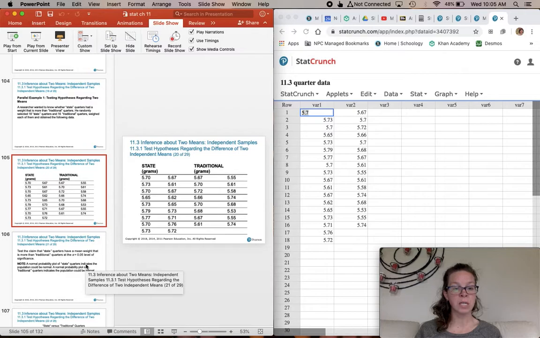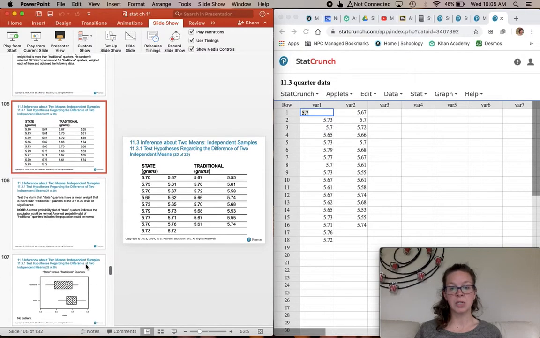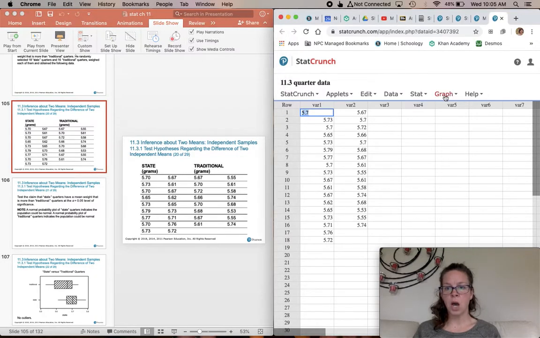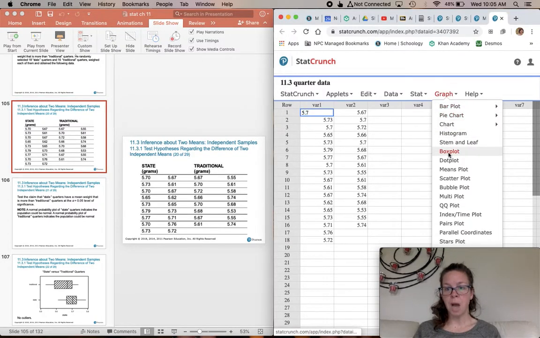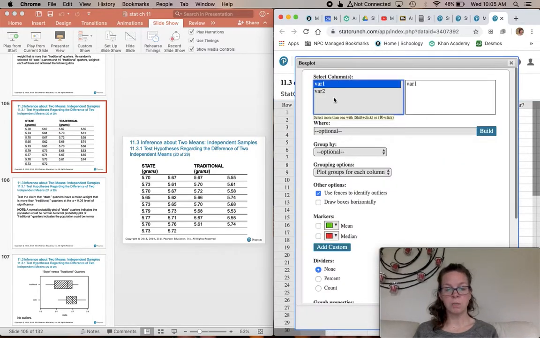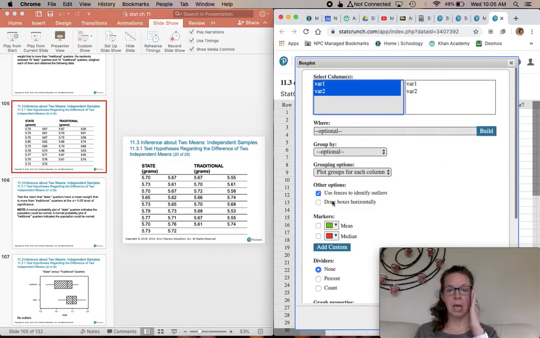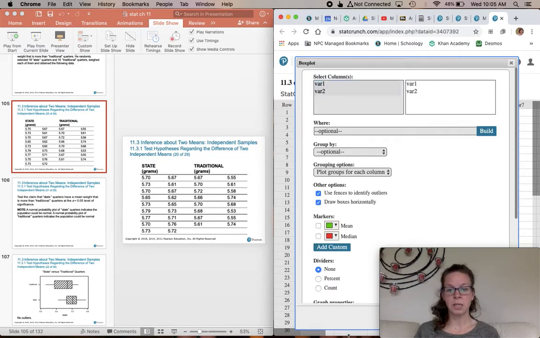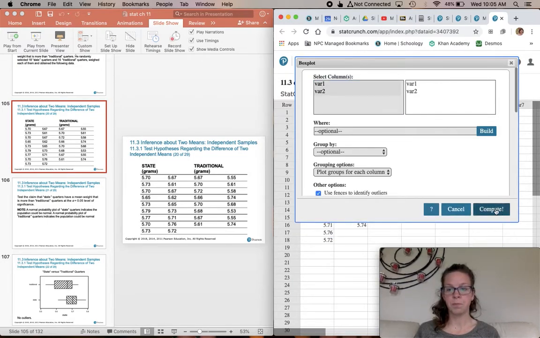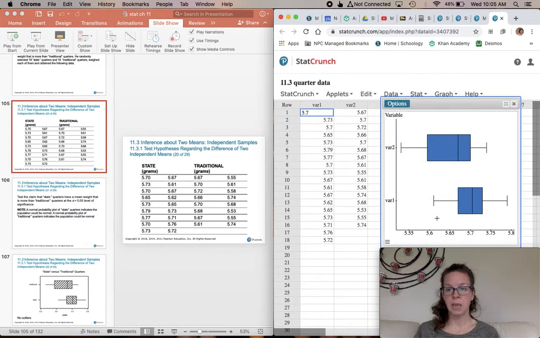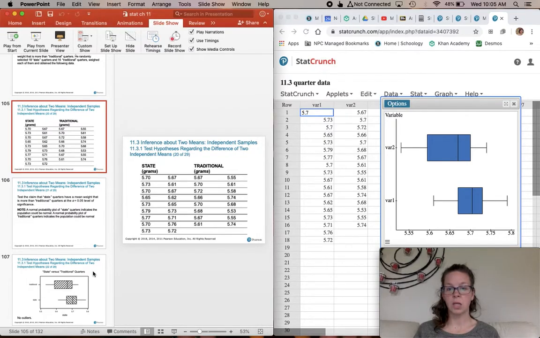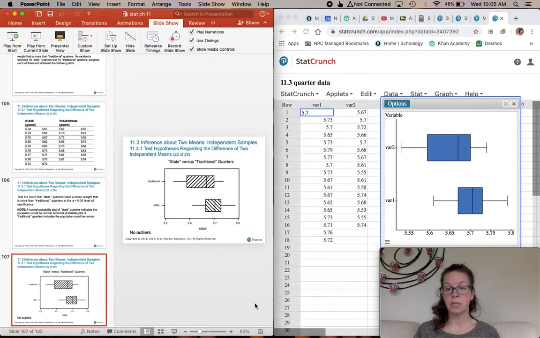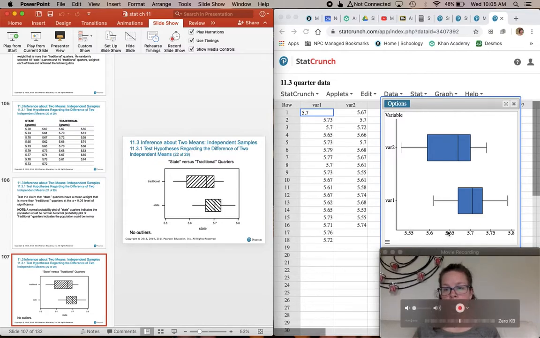So the first thing we would want to do is to look at a graph of these to see if we have any outliers. So in our graph, I'm going to look at a box plot. I'm going to choose both of those variables, and I prefer to do them horizontally. So I click that button, and I compute, and I look at these, and there's no dots indicating any outliers. So it looks like we're good to go on this. They may or may not be normally distributed. The second one looks a little bit more symmetric than the first one.